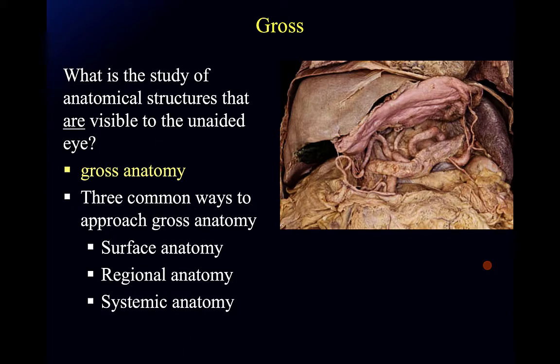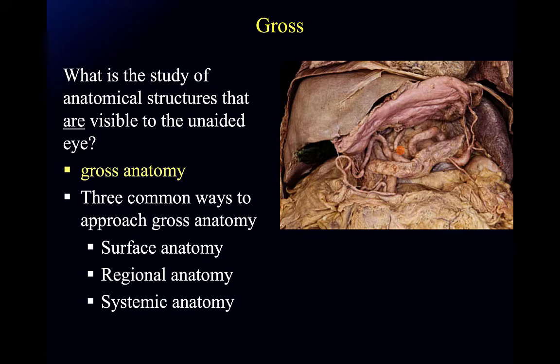Okay, so we're going to spend most of our term looking at gross anatomy. Gross anatomy, as you can see in this picture, is pretty gross. So kind of makes sense to think about it in that way. But it really just means anatomical structures that are visible to the unaided eye, such as the liver, the gallbladder, the stomach, the pancreas, and numerous arteries coming off of the celiac trunk. So all of those are going to be gross anatomical features.